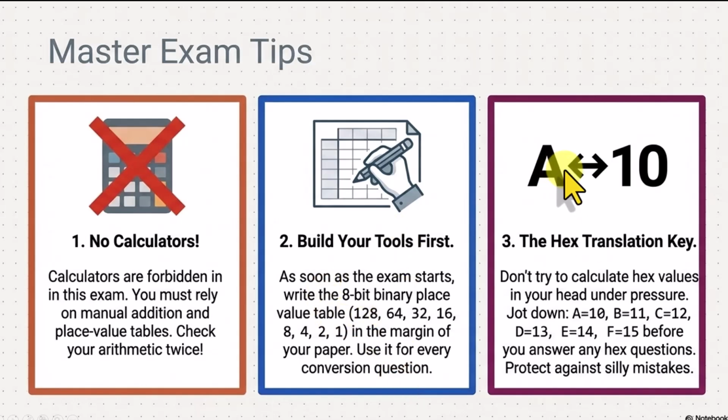And write the hex translation key, A is 10. Don't try to calculate hex values in your head under pressure, because although you know them, under pressure you might make mistakes. So jot down, write very quickly: A is equal to 10, B is equal to 11, C 12, D 13, E 14, and F 15. Before you answer any hex question, do this to protect against silly mistakes. Clear?